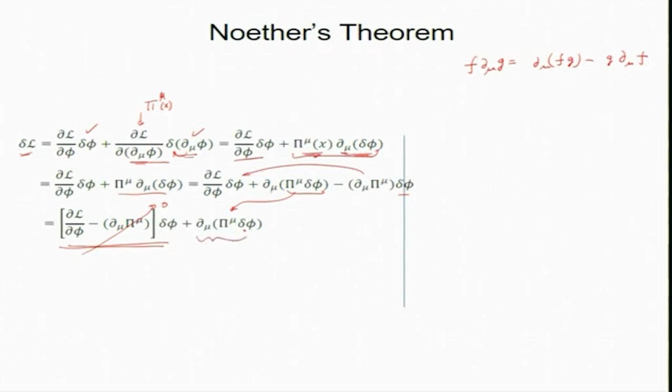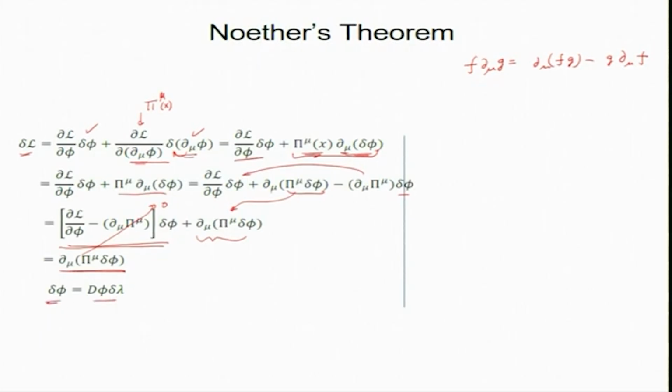Now, typically we want delta L to be 0. Delta L I want, well no sorry, I made a mistake. I want to write this as a del_mu, I just rewrote that. So, we write delta phi.